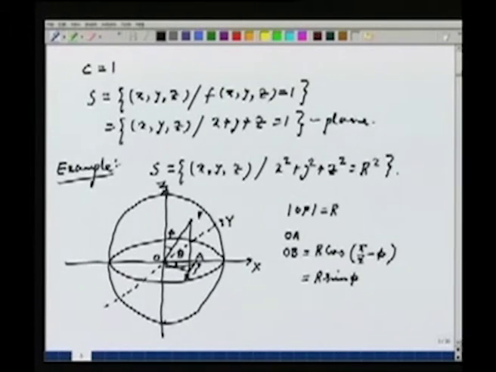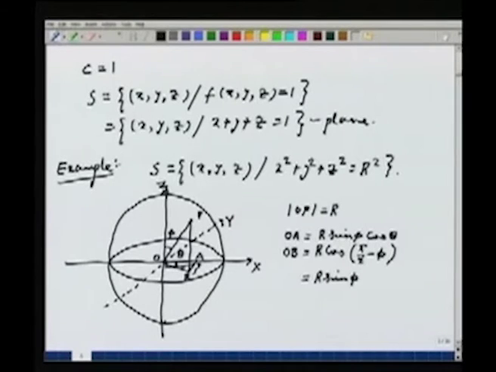Okay. Then what is OA? OA is nothing but OB cos theta. That means r sin phi cos theta. So I found out what is OA, that is the x coordinate of P.